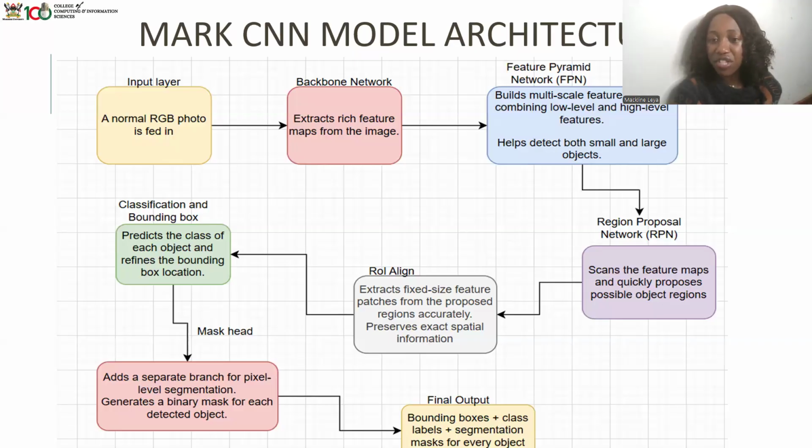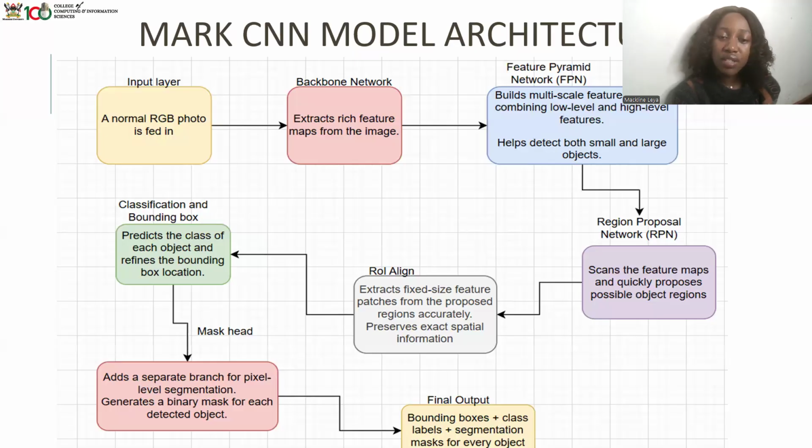Then we have the region proposal network. This one scans the feature maps and quickly proposes possible object regions. For the fact that it is a region proposal network, it proposes the possible object regions. After the region proposal network, we feed the output into the region of interest align. This one tells us which specific place in the region proposed by the RPN has the disease.